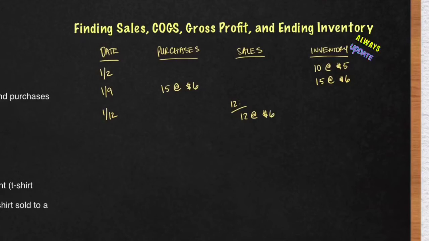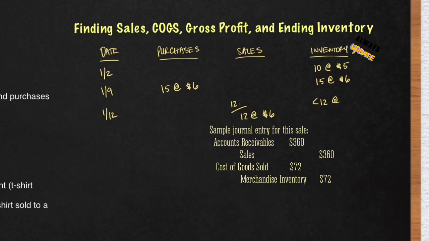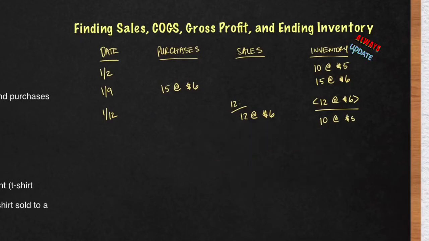So we're going to take 12 at $6 from the 15 at $6. The 10 at $5 we don't touch because that's older inventory. And again, we're using last in, first out, where we sell the most recent inventory or the newer inventory first. In this case, it's 12 at $6. So we still have the 10 at $5. And now we only have 3 at $6.